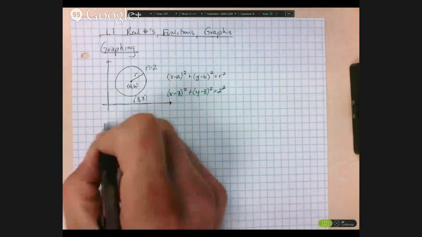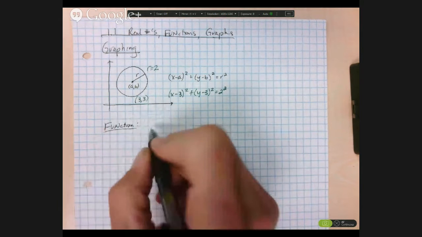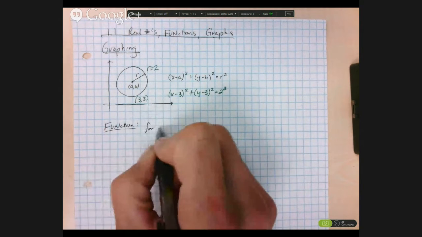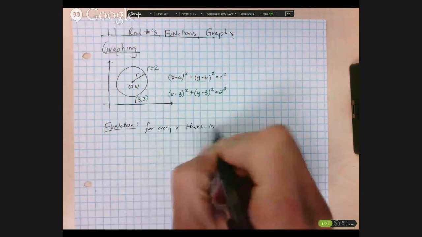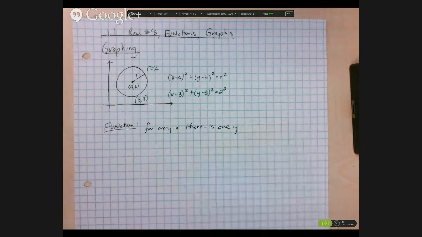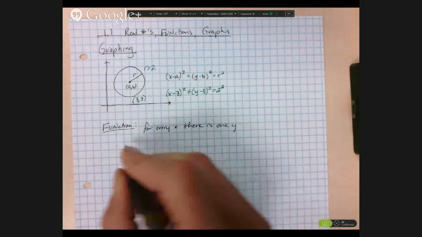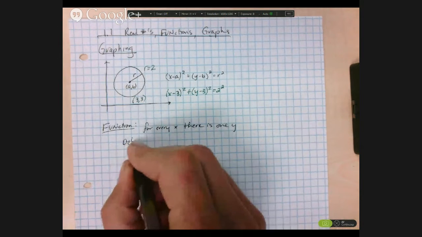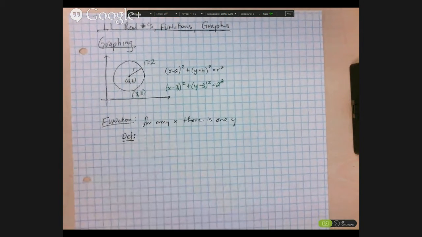Function. In the past, we've just said that for every x, there is one y. Okay, we're going to make that a little bit more formal. You're going to formalize quite a bit of stuff in this class. You might want to get used to the language and the structure of it.